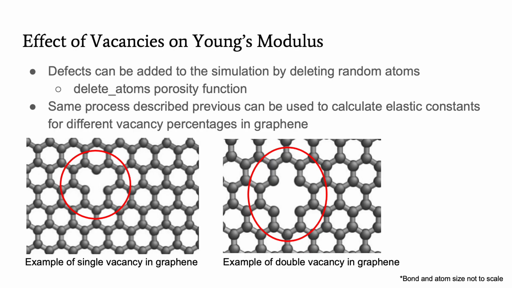After getting a baseline Young's modulus for graphene, I introduced defects, specifically vacancies, and measured their effect on the Young's modulus. To mitigate some of the error that may come with the sheet size that I used, I used percent vacancy instead of deleting a specific number of carbon atoms. This was done using the delete atoms porosity function, which deletes a certain percentage of random atoms. And here I have some examples of what vacancies might look like.